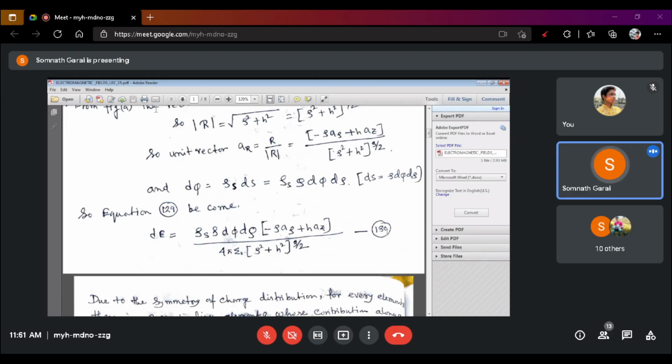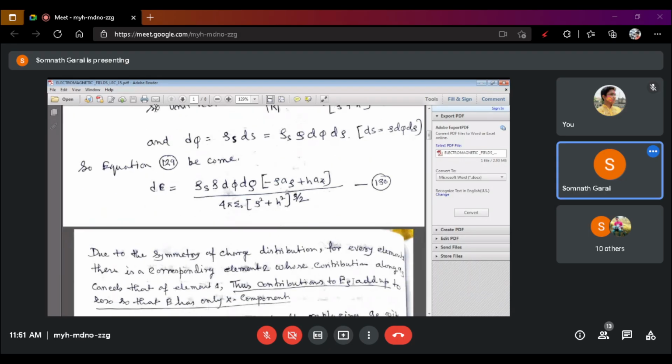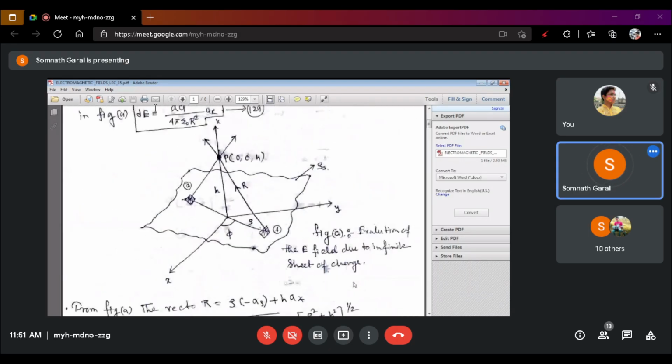Now, due to the symmetrical charge, we know that if there is a charge at that point, due to this surface, there is an equal and opposite charge with respect to point 2, that counteracts this force or this electric field intensity according to the arrow direction.